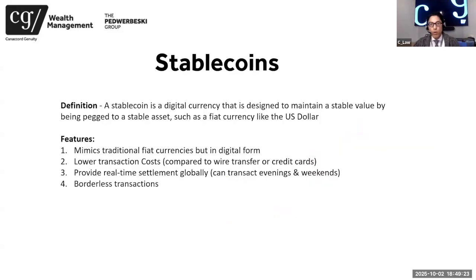That's where stablecoins enter. A stablecoin is a digital currency that is designed to maintain a stable value by being pegged to an asset, such as a fiat currency like the US dollar. You can think of a stablecoin like a digital dollar that you can transfer anywhere instantly at a fraction of the cost. If you think of people and companies in different developing countries that want to trade in US dollars, this is what it's been designed for. So it's borderless, with lower transaction costs, more frictionless.